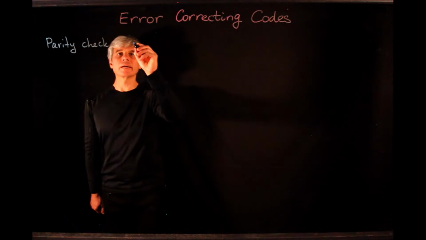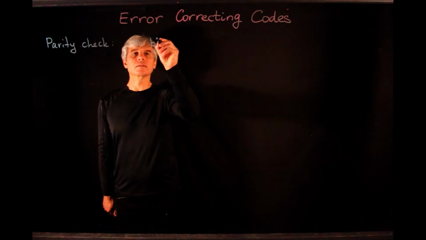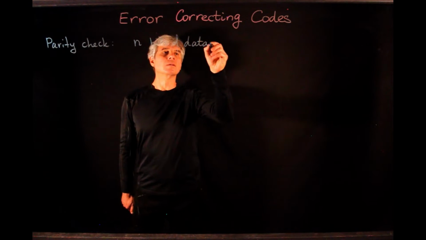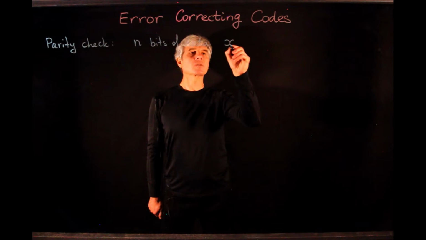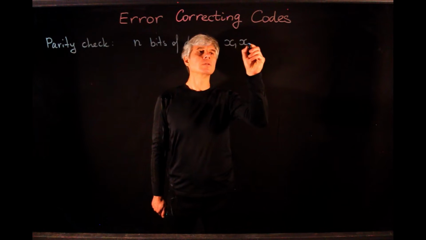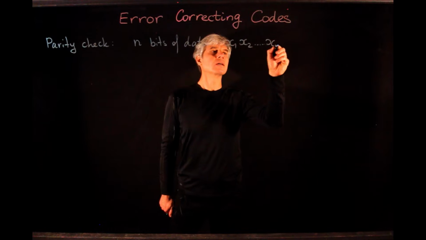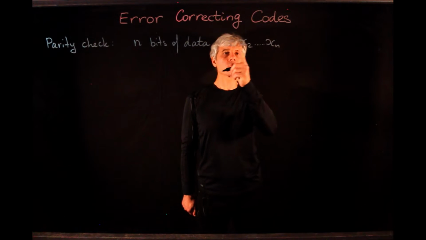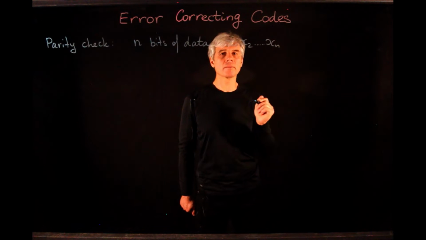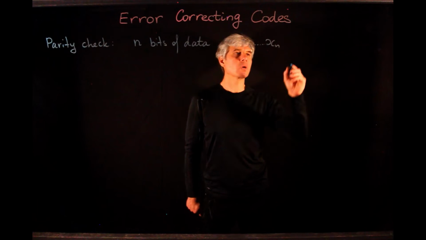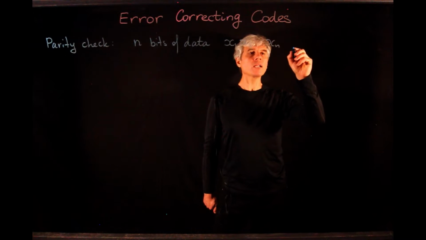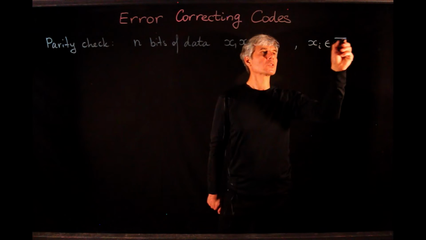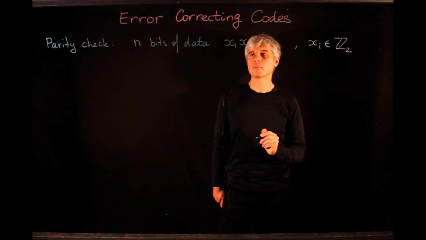Suppose we have n bits of data, x1, x2, ..., xn, where each xi assumes values 0 and 1. So this is a binary string, a string of 0s and 1s. From the point of view of algebra, each xi belongs to the field Z2.